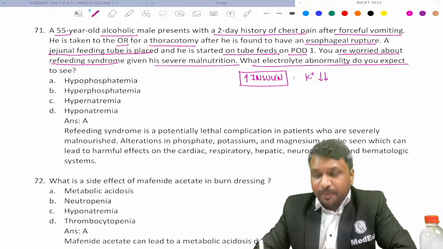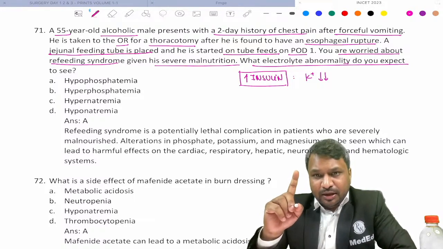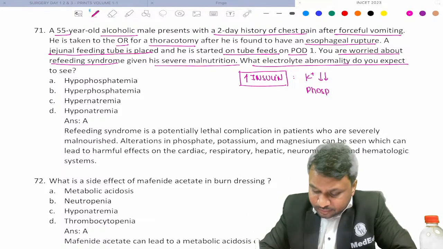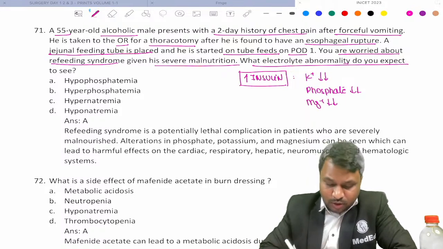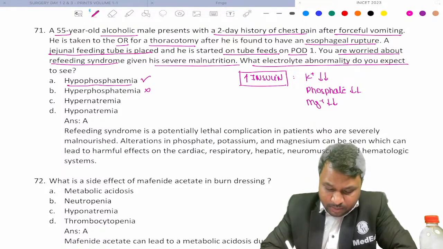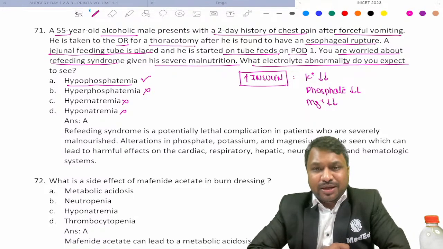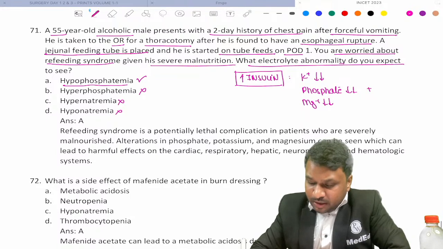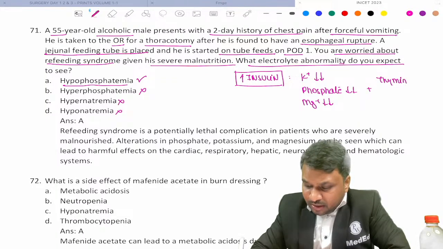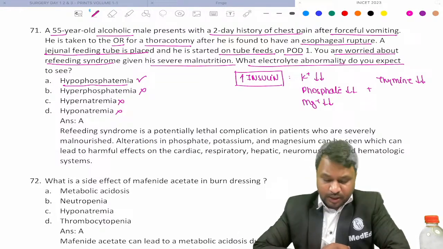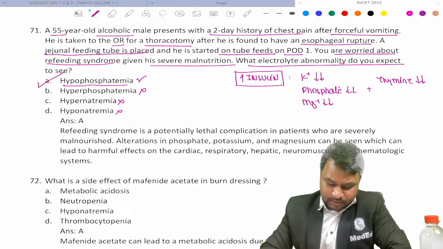Along with hypokalemia, you will notice that the important cofactor you have, your phosphate, will be low: hypophosphatemia. Hypomagnesemia is also noted, right? So here hypophosphatemia is there, not hyperphosphatemia, not hyponatremia. The answer is hypokalemia, hypophosphatemia, hypomagnesemia is what you see. Along with that, you will see thiamine deficiency also, right? The answer here is A for Ahmedabad.